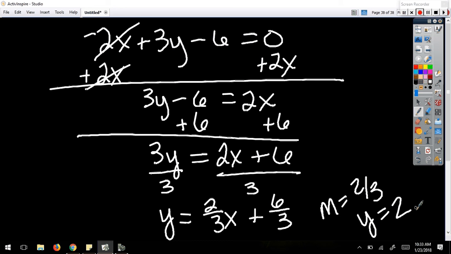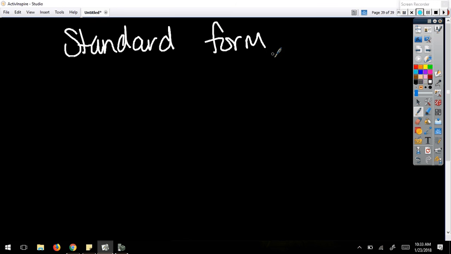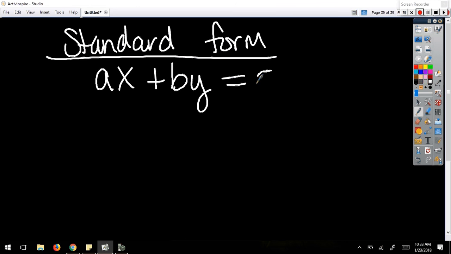Let's talk about ways to graph then, because today we're focusing on graphing. We talked about if it's in slope-intercept form and how we can get it in slope-intercept form if it's not. But there's another way that's easy to graph that's called standard form. In general, when we do slope-intercept, we have mx plus b. Standard form looks like this. How many of you have seen this form before?